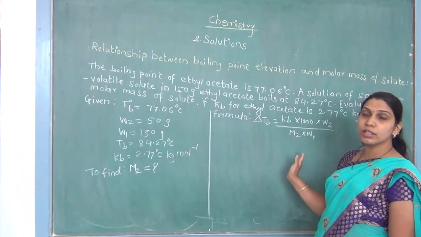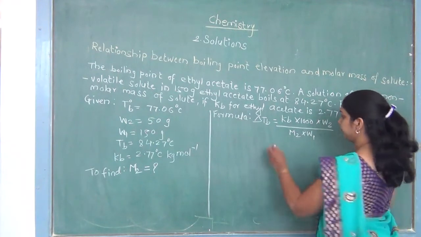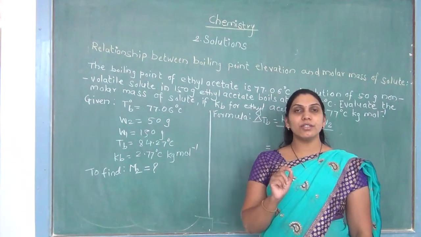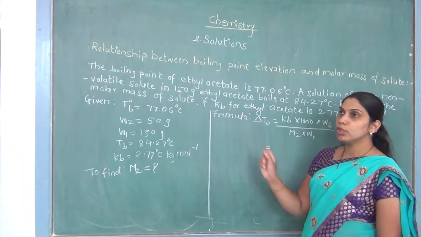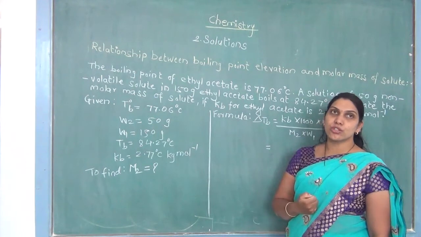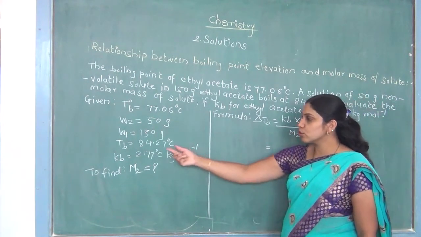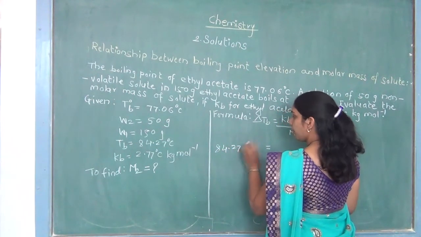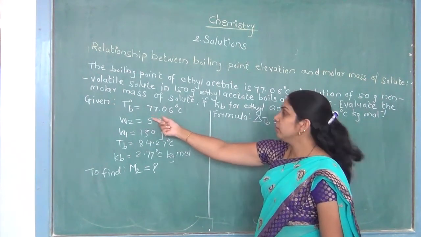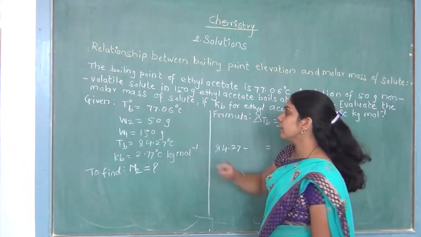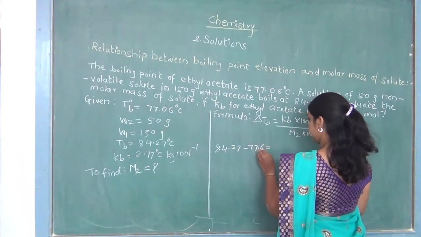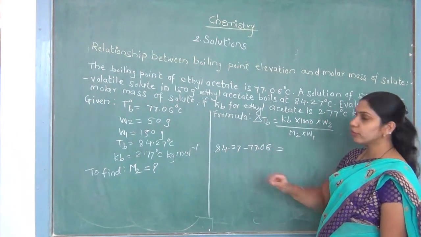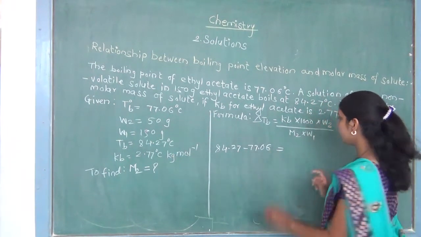So I will write all the given values in the formula. Delta TB is the difference of boiling point of the solution and the pure solvent. So what is the boiling point of solution? 84.27 minus T0B, that is 77.06, which is equal to, how much is the value of Kb? Kb is 2.77.